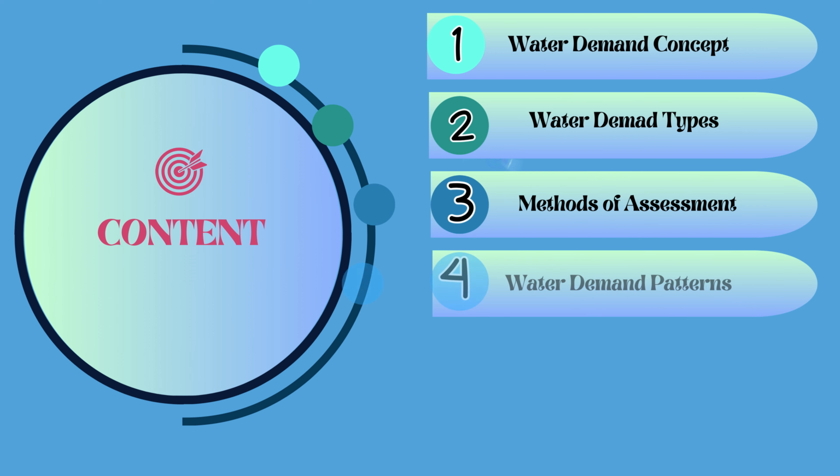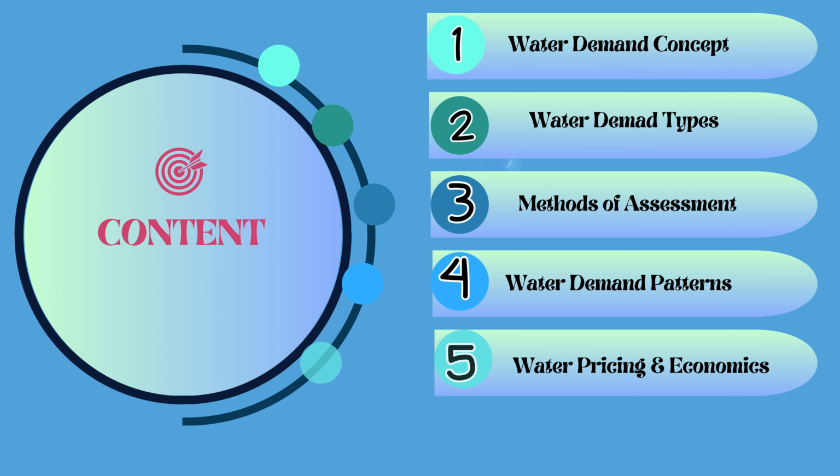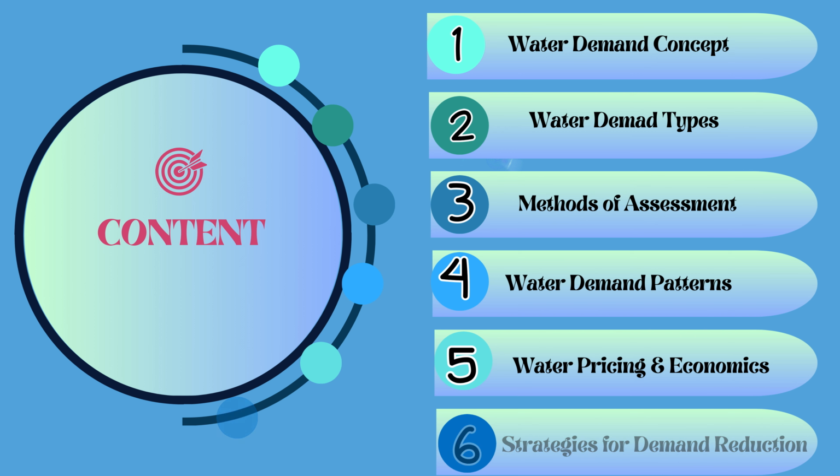Also, we will learn about water demand patterns and peak usage times. This part is crucial for designing efficient water supply systems. Let's turn to the value of every drop. We'll delve into water pricing and explore why paying for water is essential for a sustainable future. Last but not least, saving water means saving our future. In this part, we'll explore powerful strategies for reducing water demand and ensuring a secure water supply for generations to come.